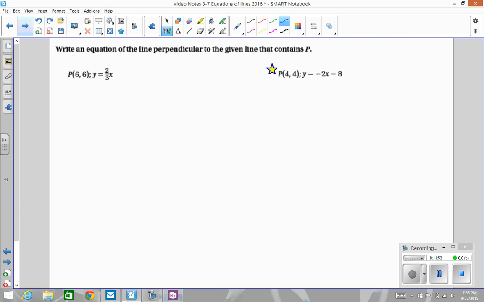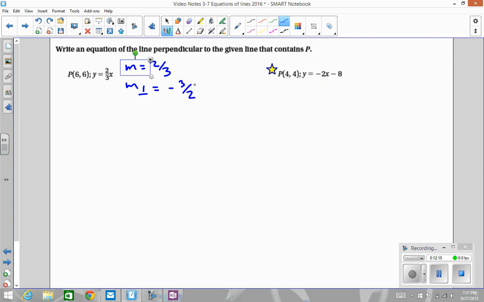Okay, so now we're going to do the same thing with perpendicular lines. For this one, we basically do the same things except for a few little steps that change. So the slope here is 2/3. The slope of the perpendicular would be the opposite reciprocal, so negative 3/2.